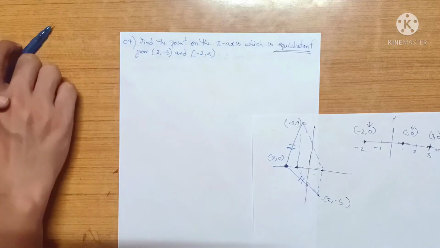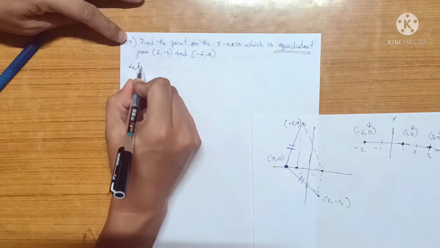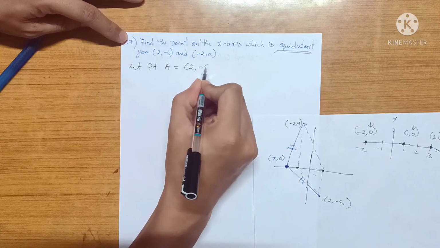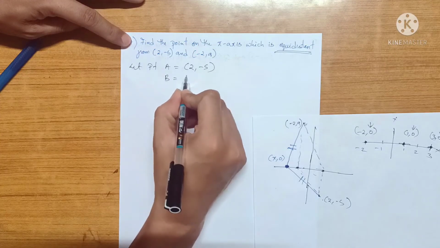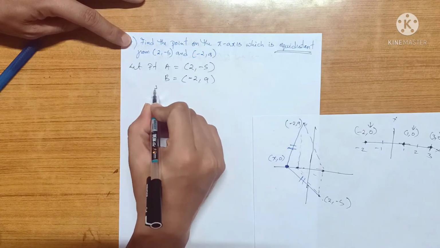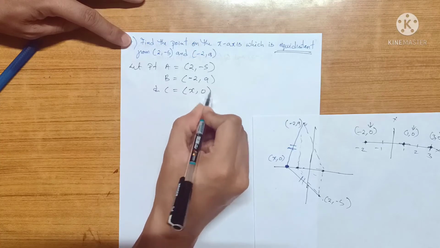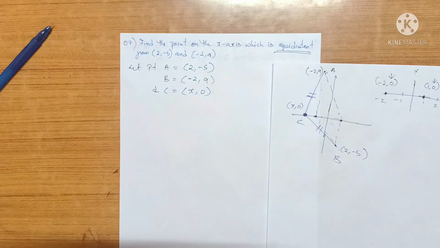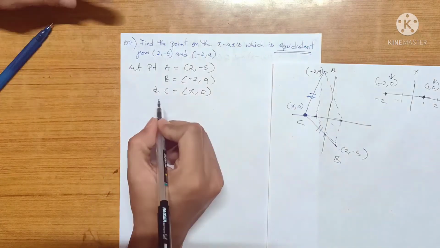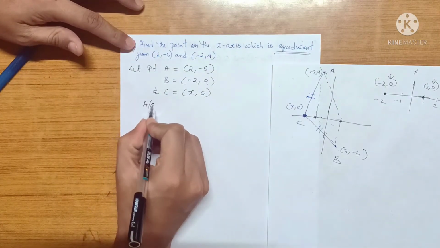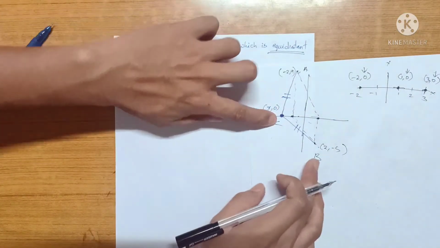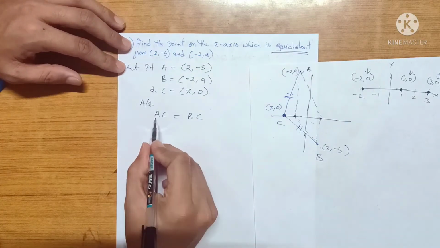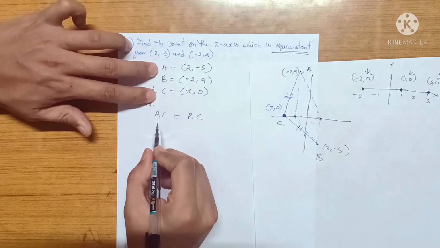Got it? So let point A equal 2, minus 5, B equal minus 2, 9, and C equal x, 0. So this is A, this is B, this is C. According to the question, what they are trying to say is that the distance between A and C and between B and C is exactly the same. So AC equals BC.